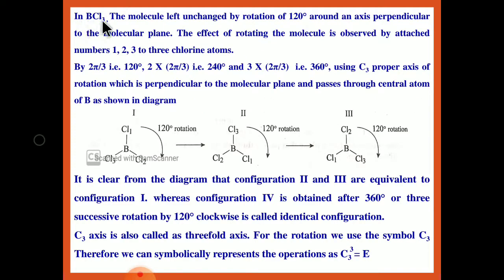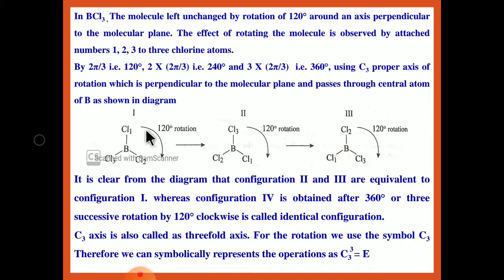In case of the BCl3 molecule, the molecule is left unchanged by a rotation of 120 degrees around the axis perpendicular to the molecular plane. The effect of rotating the molecule is observed by attaching numbers 1, 2, 3 to the three chlorine atoms. Now see in the figure, there are three Cl atoms attached to the central boron atom. This is the BCl3 molecule.